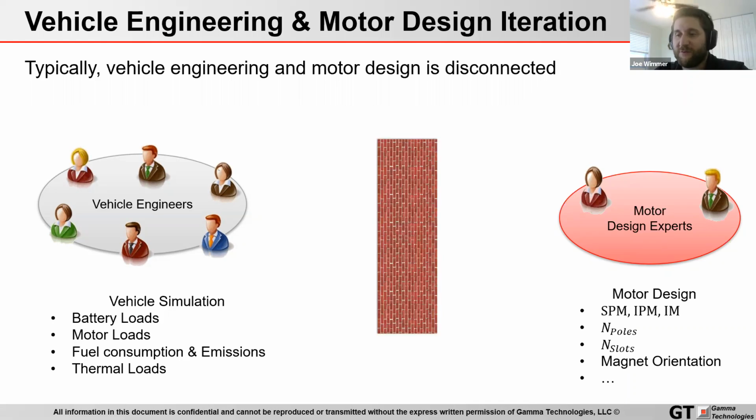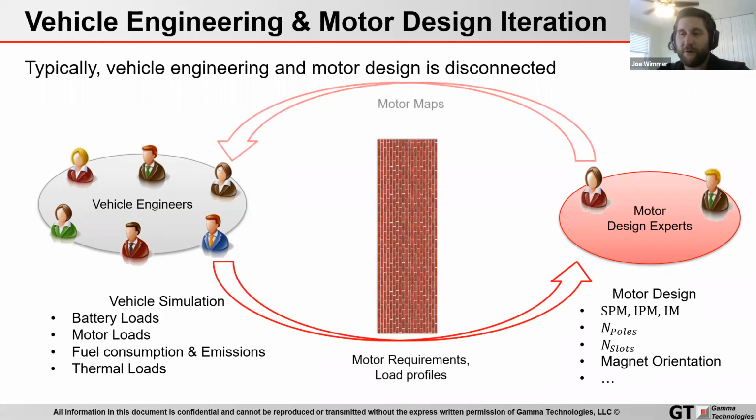And what we see is that generally these teams are split. So we're iterating between these two teams, where the vehicle engineers might send motor requirements, maybe the torque versus time or power versus time load profiles. Motor design experts iterate on their design and have motor maps ready for the vehicle engineers. And then this iteration might just continue for a few cycles.